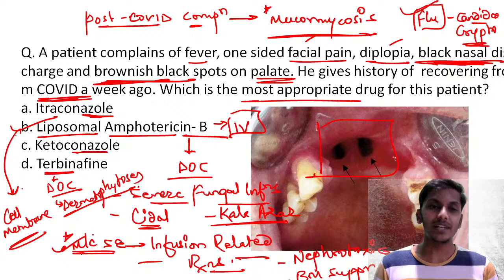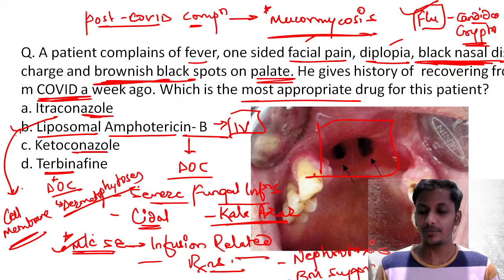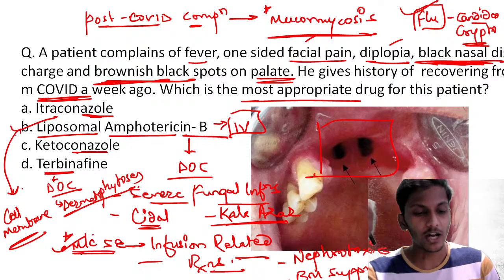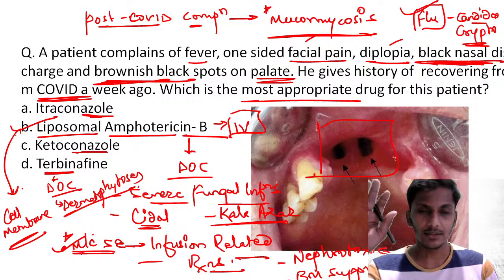So please remember, cell membrane synthesis inhibitors is your liposomal amphotericin B. Important question. Need to remember this at any cost. Okay. I hope now all the important antifungal drugs you have discussed over here.